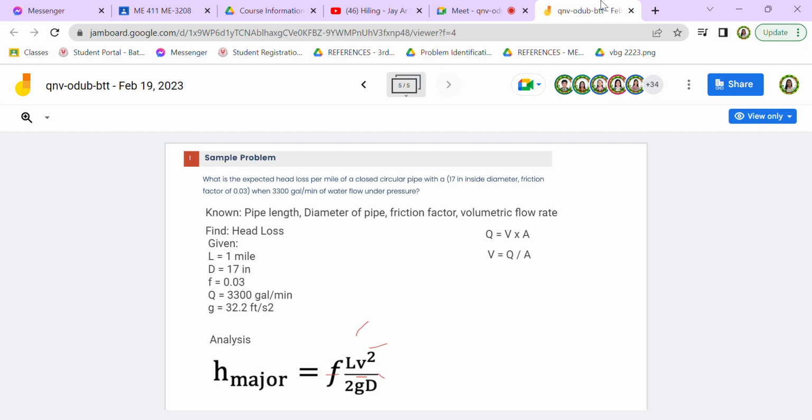So since the volume here is in gallons, let's convert everything into a unit of feet. For the diameter, 17 inches: for every 12 inches there is 1 foot, so 17 divided by 12 gives 1.417 feet, our diameter.